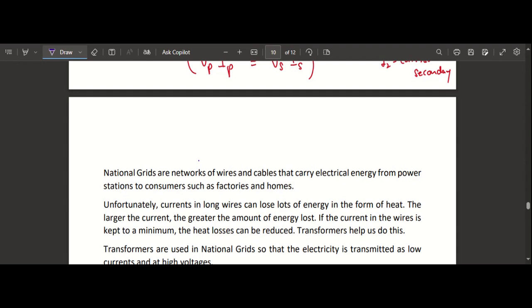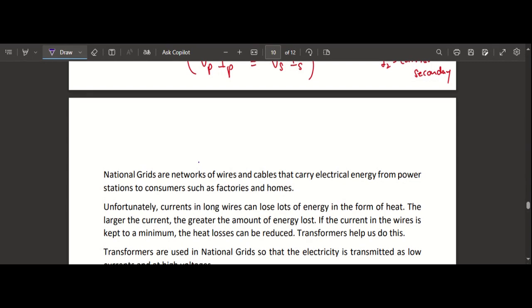But when it reaches our houses, we can't use 6,000 voltage, we need only 230, otherwise everything will be fried up. So therefore, to prevent that, we will be using this kind of technique, right? So actually this is what is explained in the note.